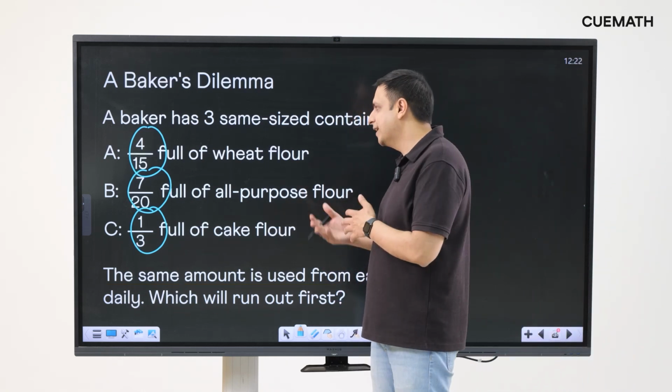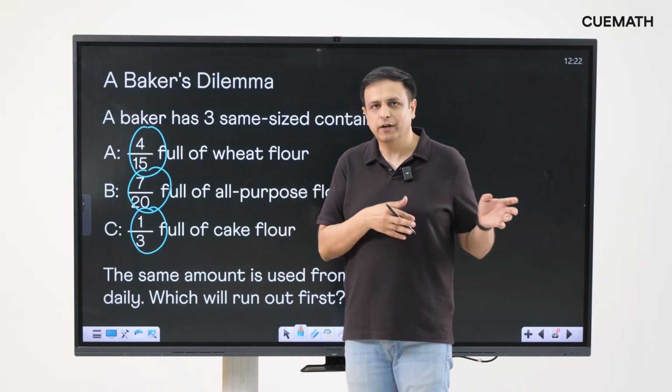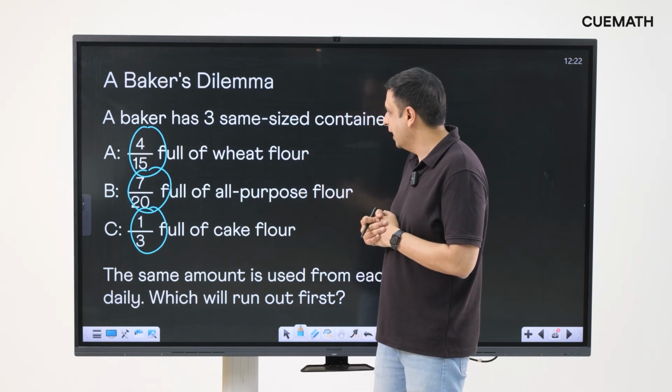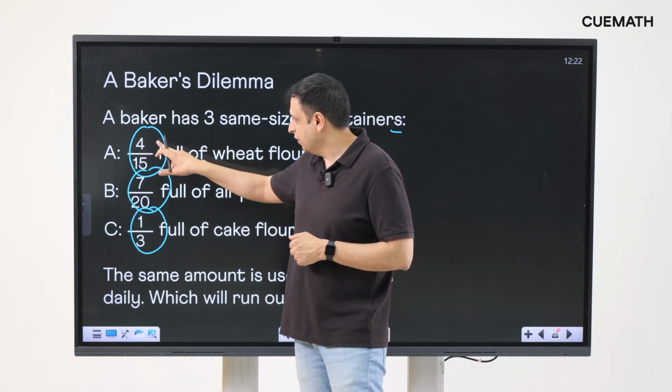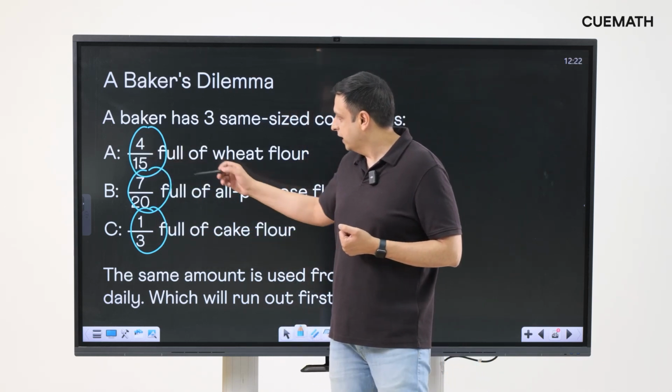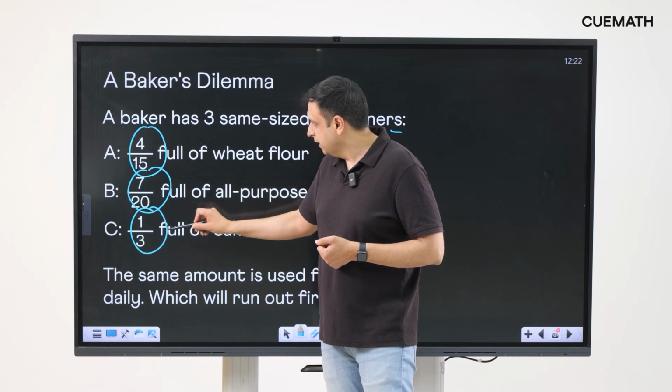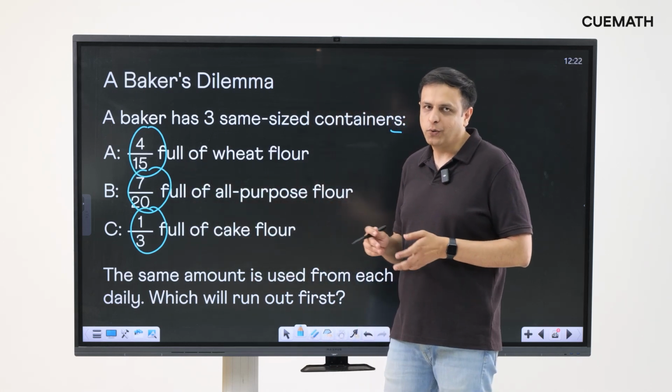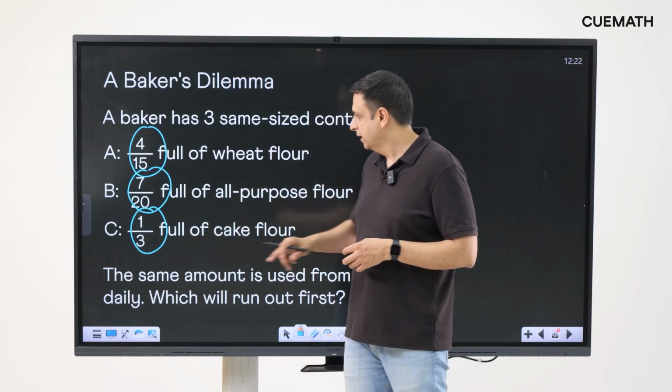Which means which container has the least amount of wheat flour? That's what we have to find. So all we need to do is to find out which fraction among these is the smallest fraction. Okay, so we have fractions with 3 different denominators. Let's just convert them to equivalent fractions with the same denominator.